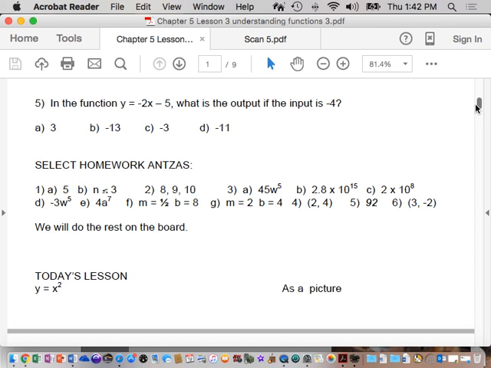Okay, in the function, what's the output if the input is -4? Input means I put it in for x. What's -2 times -4, everybody? 8. And what's 8 minus 5? 3. So choice A is the correct answer.